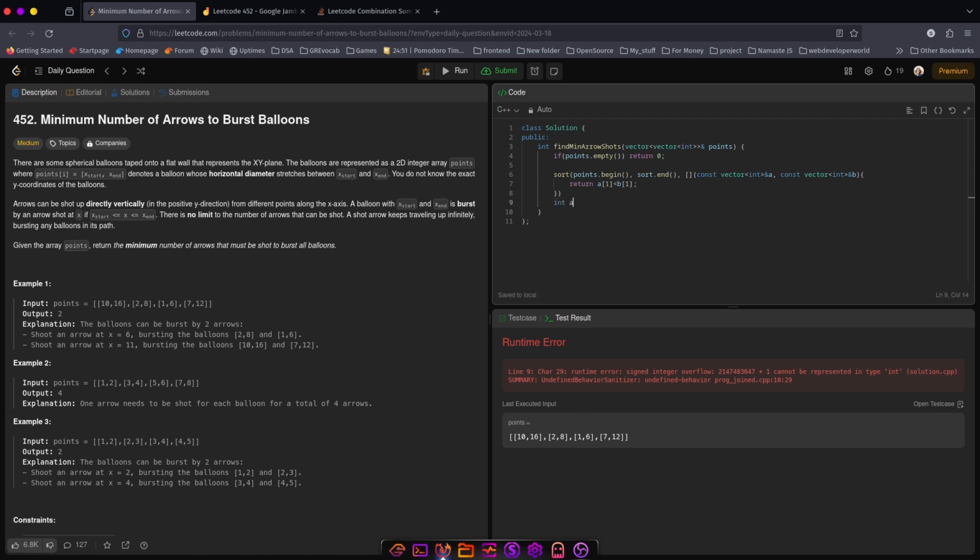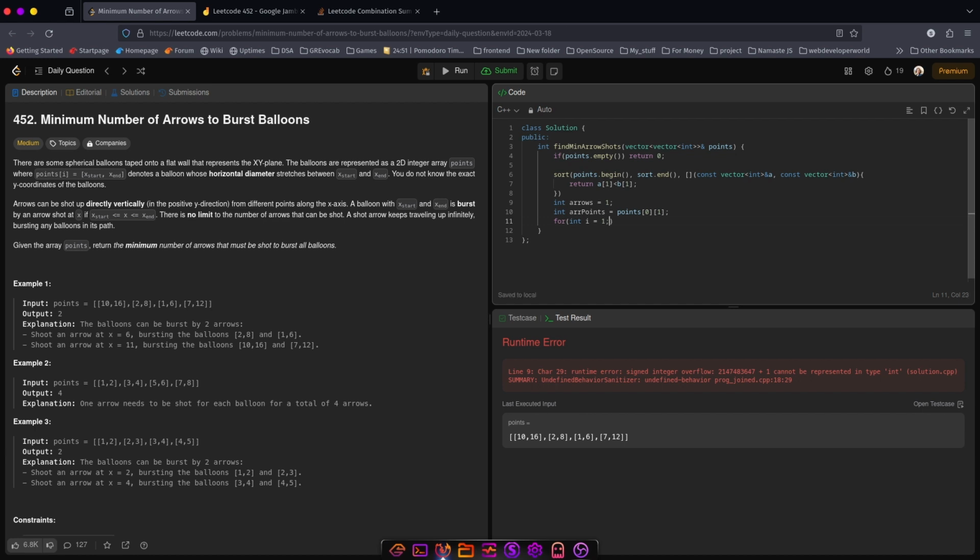At first I'm supposing arrows will be 1, the minimum number of arrows I need. Then the arrow position is the point where it needs to burst, which is this one.